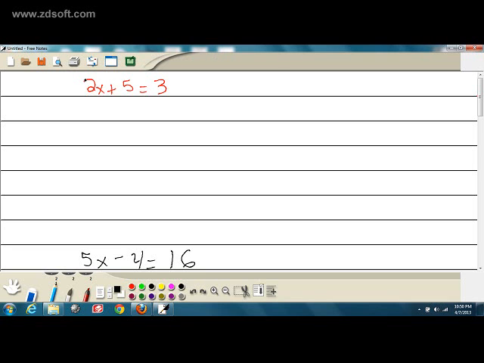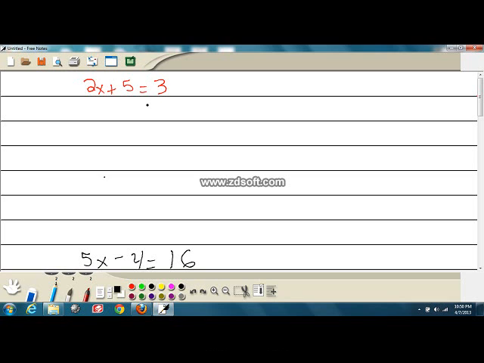Let's see what's happening. So we have 2x plus 5 is equal to 3. The x is here, so we're multiplying by 2 first, and then we are adding 5. And that has to give us 3.